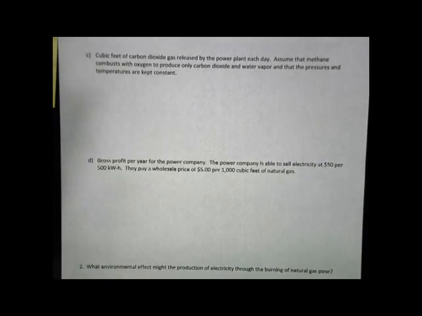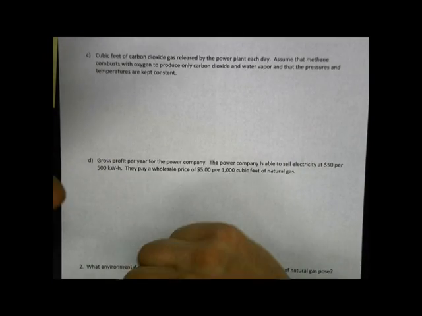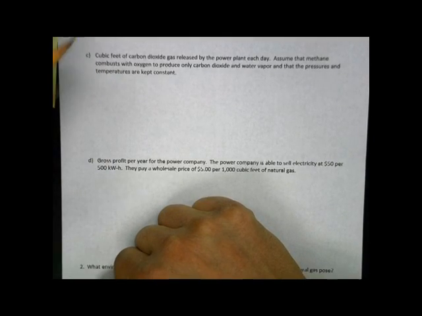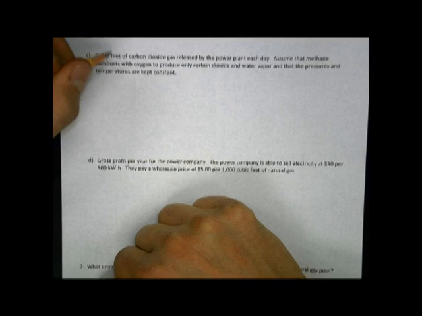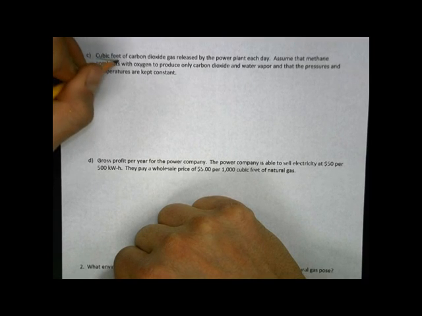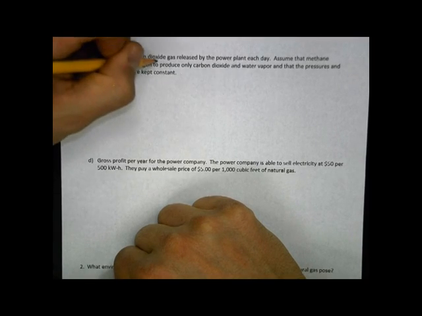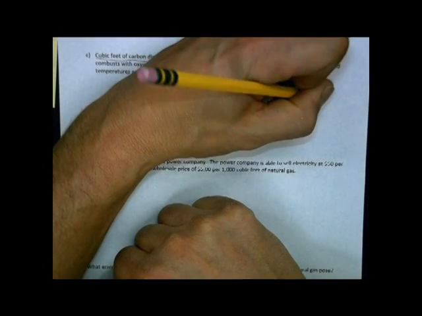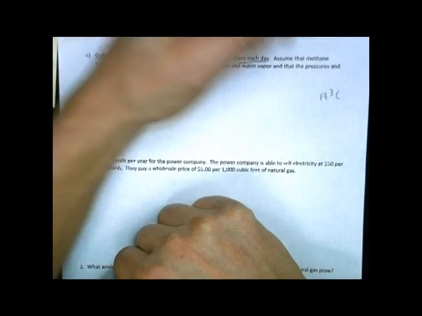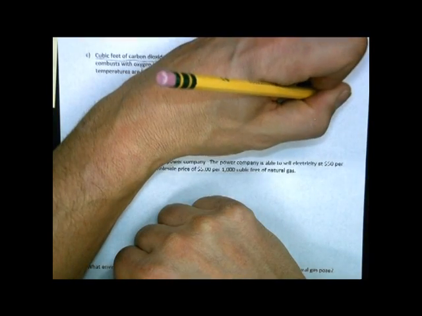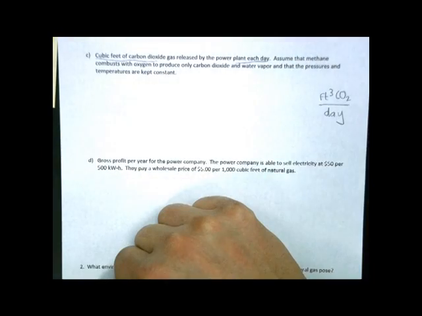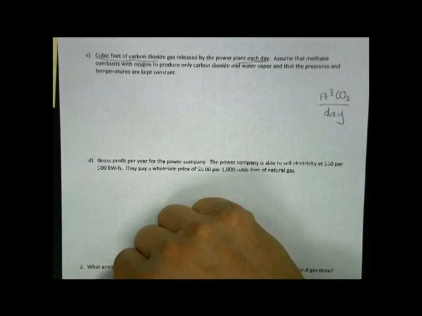Okay, there comes a time in most of these where you just have to figure something out. It's going to be a curveball. You're just going to have to use what you know to figure it out. That's this part. So it wants cubic feet of carbon dioxide released by the power plant each day. So the unit we want is cubic feet of CO2 per day. So that's the part that we've got to figure out.